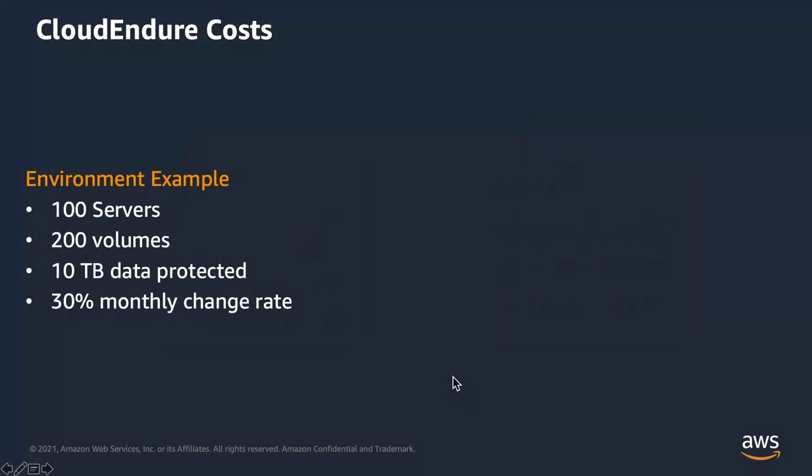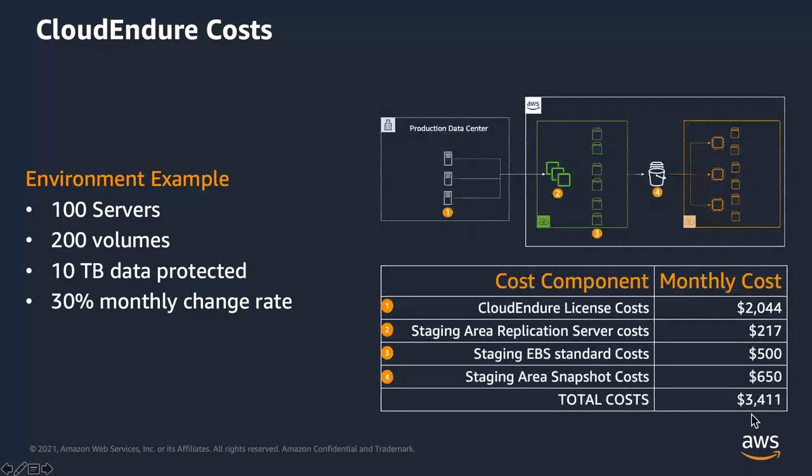So I want to walk very quickly with an example of how much CloudEndure would cost. Let us assume that you have 100 servers, 200 volumes, 10 terabytes of data at source, and then 30% monthly change rate. Based on this, approximate cost would be $3,400 per month. And I have given the cost breakdown as well.